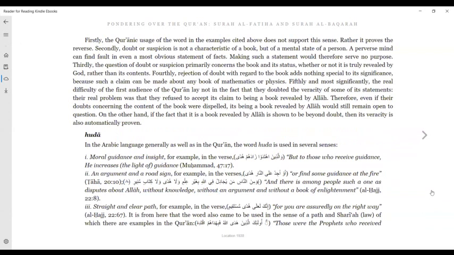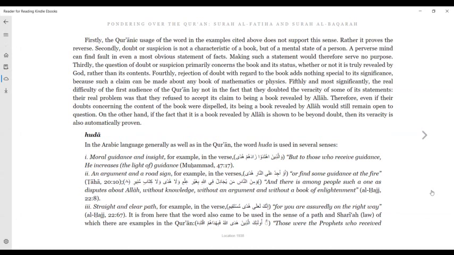Firstly, the Quranic usage of the word in the examples cited above does not support this sense. Rather, it proves the reverse. Secondly, doubt or suspicion is not a characteristic of a book, but of a mental state of a person. A perverse mind can find fault in even a most obvious statement of facts. Making such a statement would therefore serve no purpose. Thirdly, the question of doubt or suspicion primarily concerns the book and its status, whether or not it is truly revealed by God, rather than its contents.